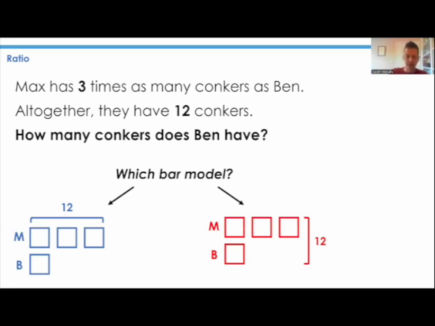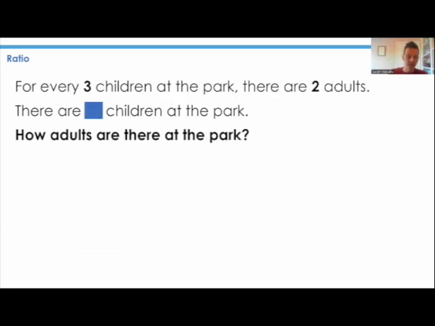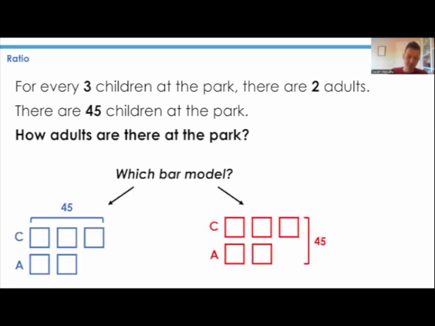Which bar model represents the question? Is it the blue one? Is it the red one? Children have to justify why. We see it's the red one, and then the answer is broken down. We come to another question. For every 3 children at the park, there are 2 adults. There are a certain number of children at the park. How many adults are at the park? I hide that number just so no one immediately comes to the answer. We think about the question, and then the number comes in.